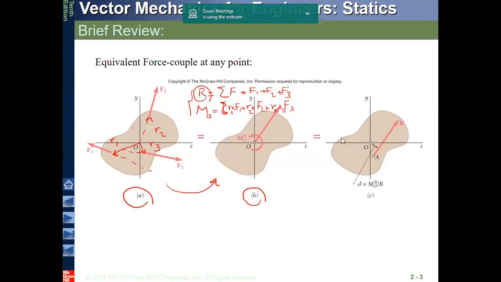So we can have another equivalent system. From B we can go to C to eliminate this couple here. We just move the resultant force from point O such that the distance from O to the line of action would be the magnitude of the moment over the magnitude of the force.